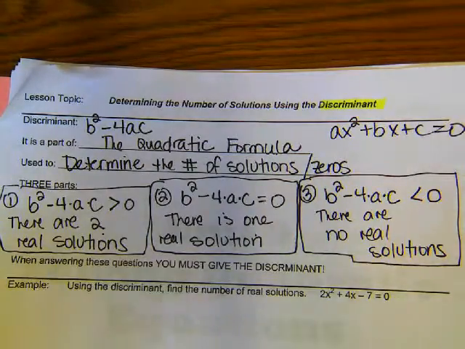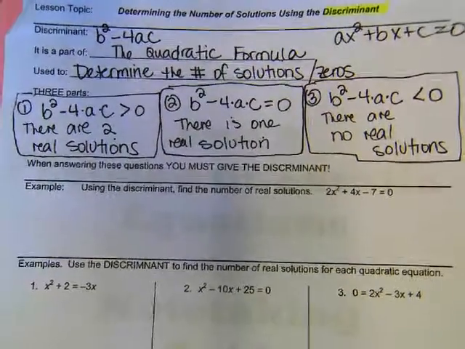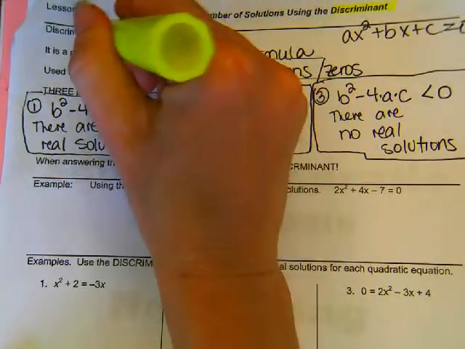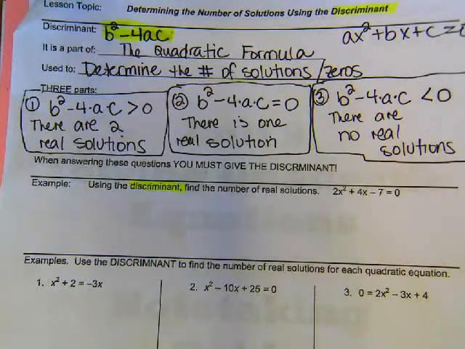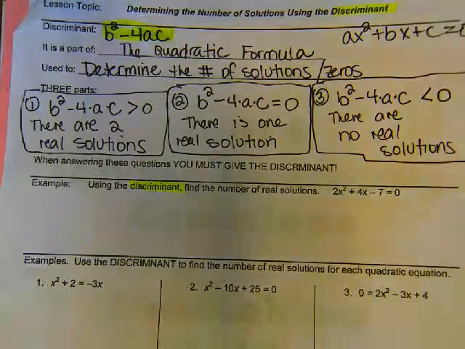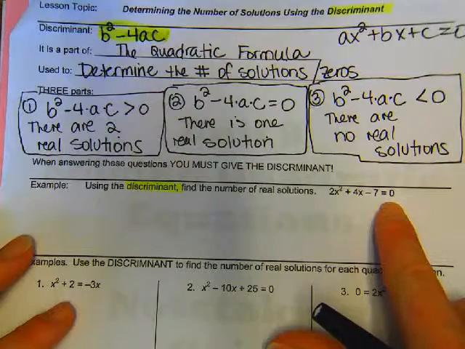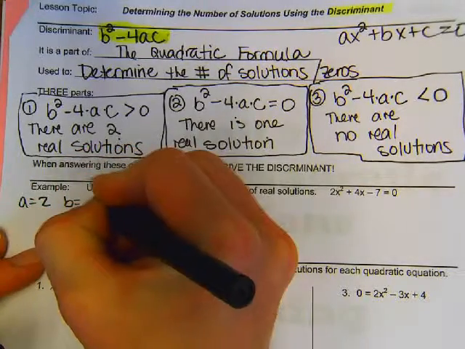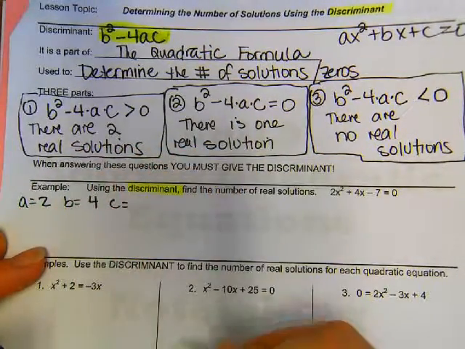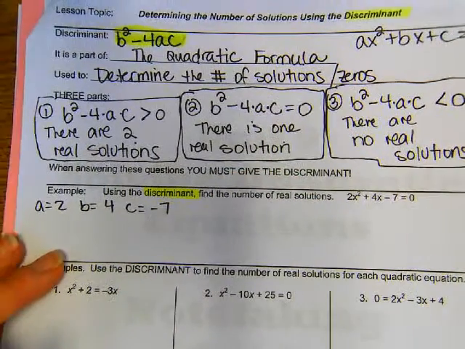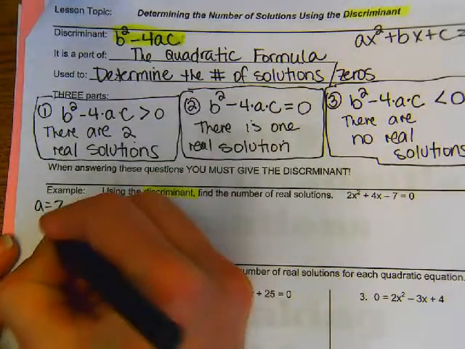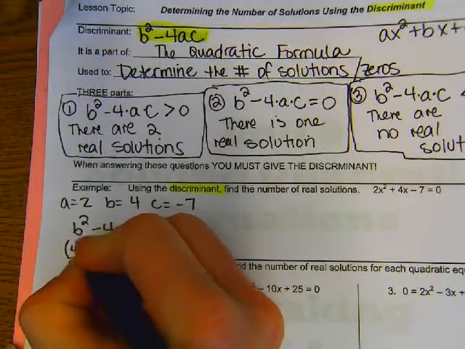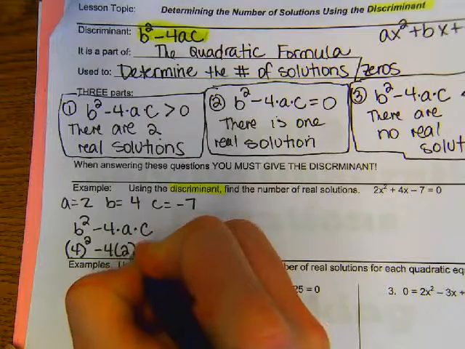So let's try the first one. We're going to use the discriminant. The discriminant is just b squared minus 4ac. That's what that is when I ask for that. And we're going to check and see what kind of number we get. So let's make sure there's a 0 here, right? So a is 2, b is 4, c is -7. I'm going to plug it in just so you see where I'm getting this from. b squared minus 4ac. That's 4 squared minus 4 times 2 times -7.